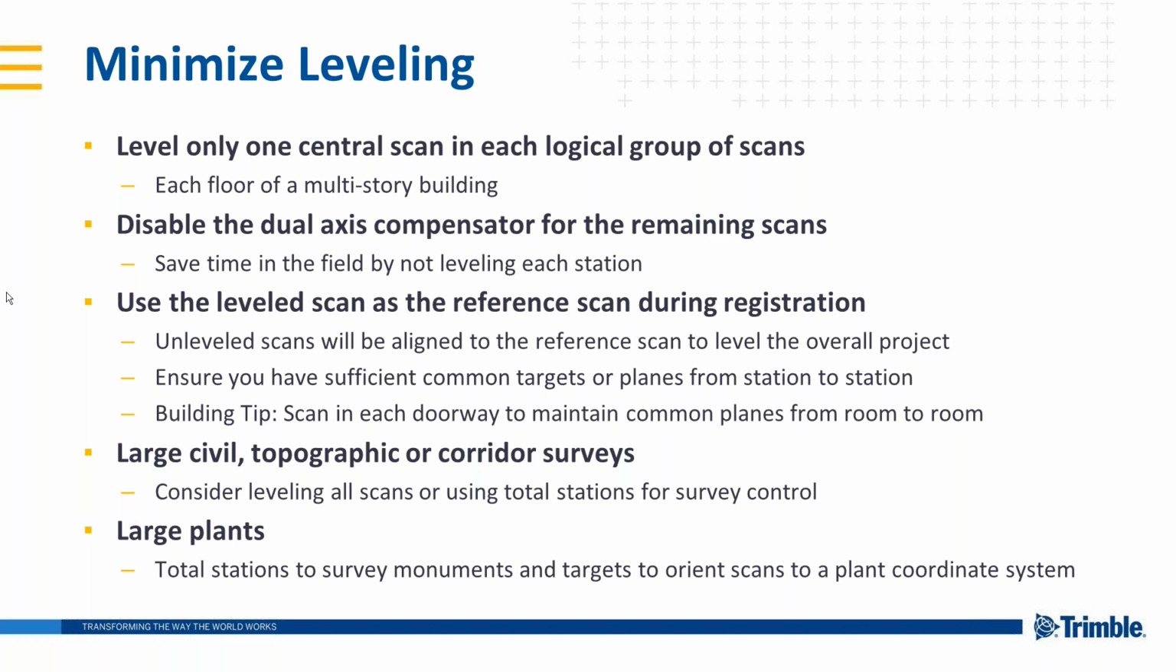For pure scanning workflows, we only recommend leveling one central scan in each logical group of scans. For example, each floor of a multi-story building. You can disable the dual axis compensator for the remaining scans in each group to save time in the field. The leveled scan will be used as the reference scan for registration in RealWorks, and the unleveled scans will be aligned to the reference, so the overall project will be leveled. Just make sure you have sufficient common targets or planes from station to station to accurately register the scans.